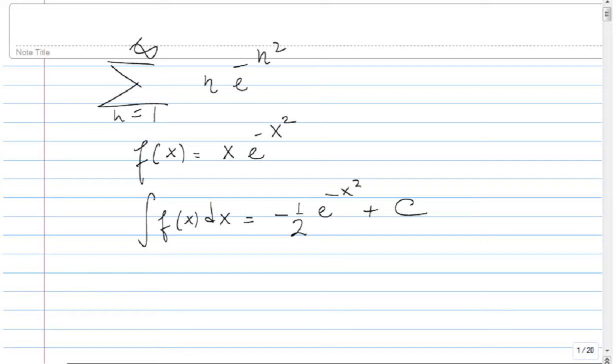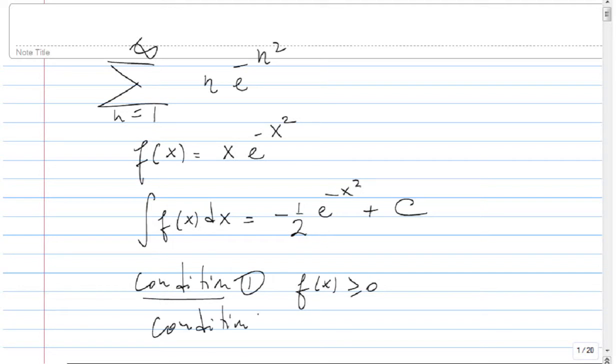In order to do that, first we need to satisfy two conditions. Condition 1: our function must be positive, which is the case here because n is positive and e^(-x²) is positive. Condition 2, which is very important, is that f(x) is decreasing.